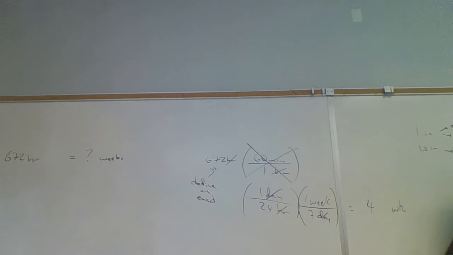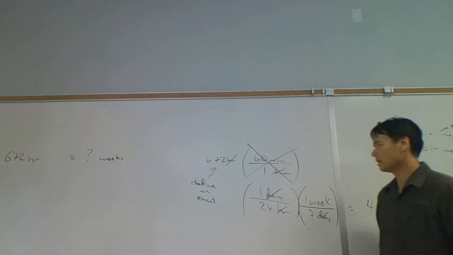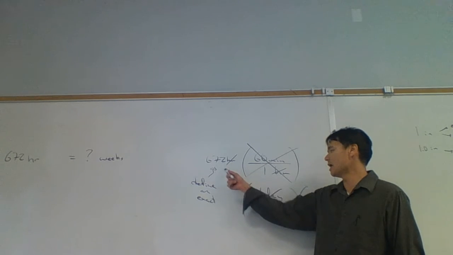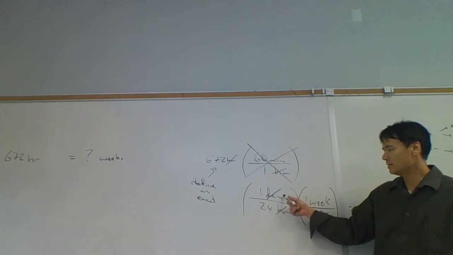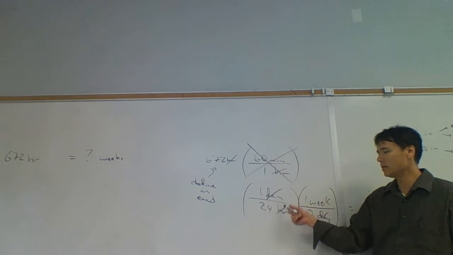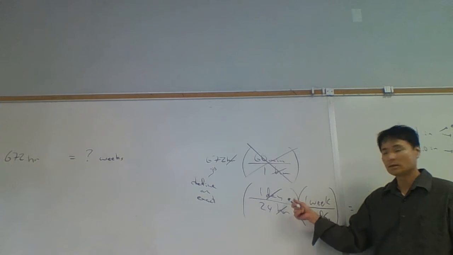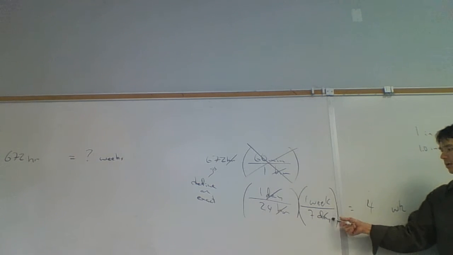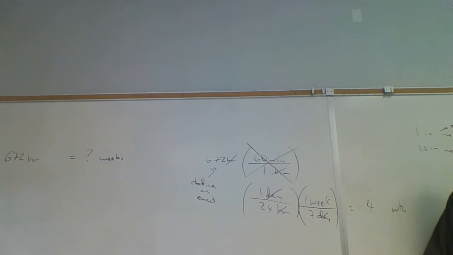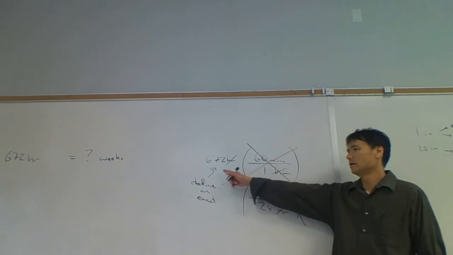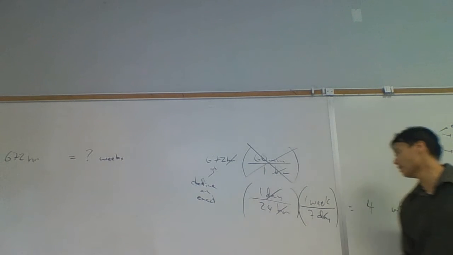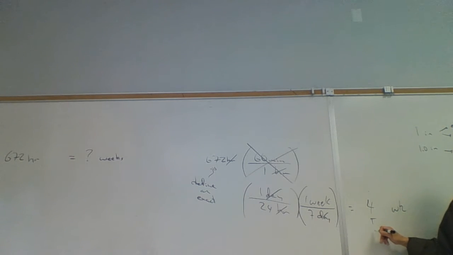Now, this is a little bit tricky here, and this is probably not the best problem, but if this is exact, that's infinite sig figs. Is this exact or approximate? 1 day, 24 hours. That's exact. Is this exact or approximate? This is exact. And so it turns out if this is exact, exactly 672 hours, then this is going to be exact. And so there's exactly 4 weeks in 672 hours.